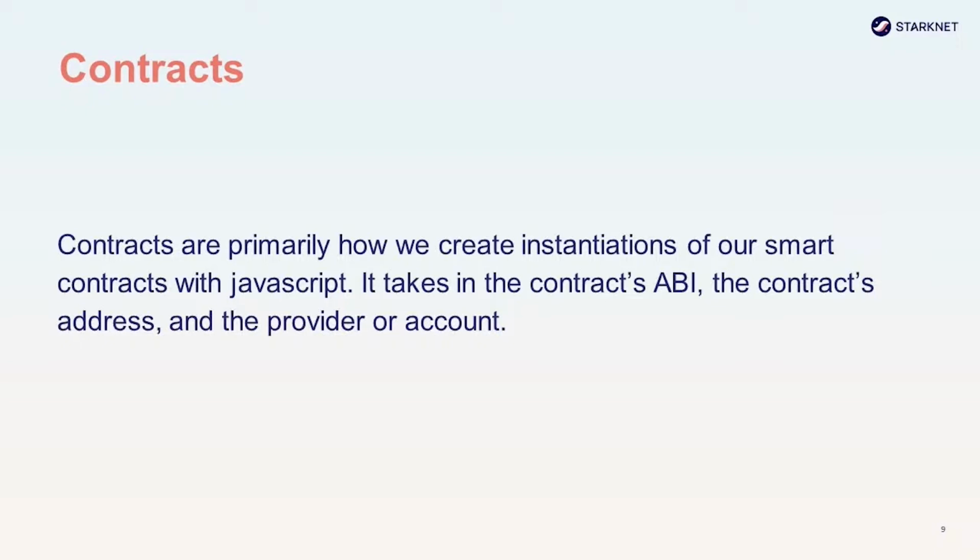Contracts are primarily how we create instantiations of our smart contracts with JavaScript. To create a contract, you need to take in the contract ABI, the contract address, and the RPC provider. I know these things are boring.